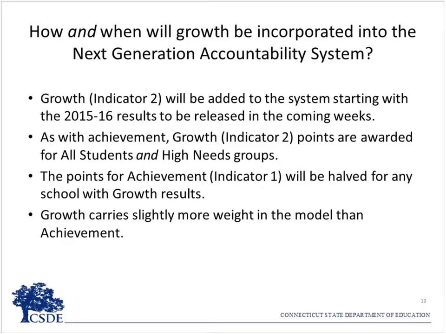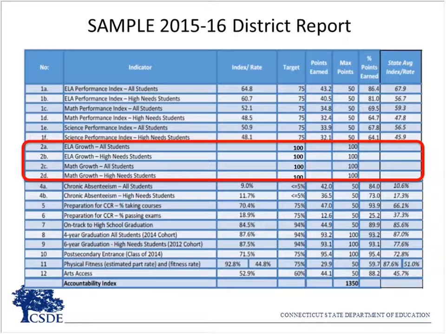Growth is indicator 2 of our accountability system, and for accountability purposes, we look at the growth achieved by all students and the high needs group. What you'll see as a result in the model is that growth carries more weight than achievement. Let me illustrate that with this example report, which districts will receive very shortly, hopefully in the next couple of weeks, as districts receive these accountability results.